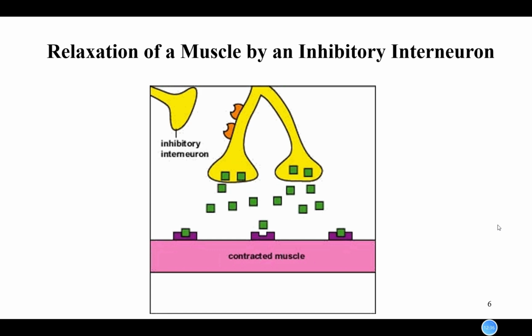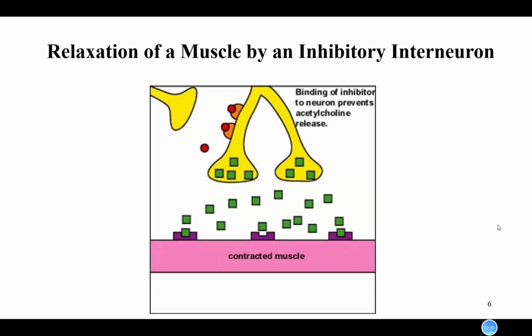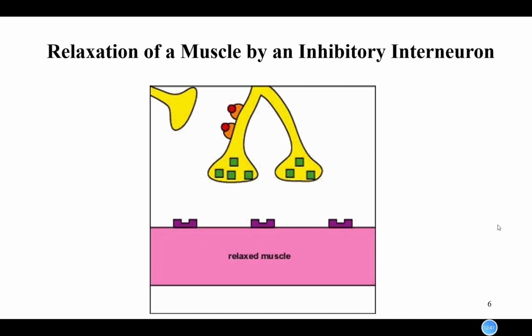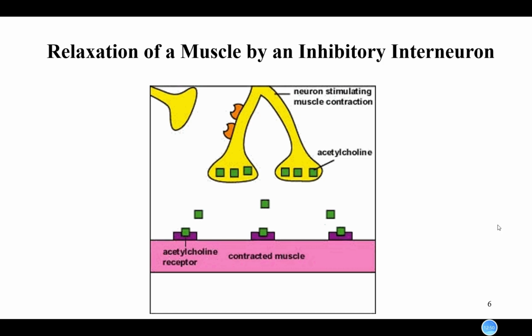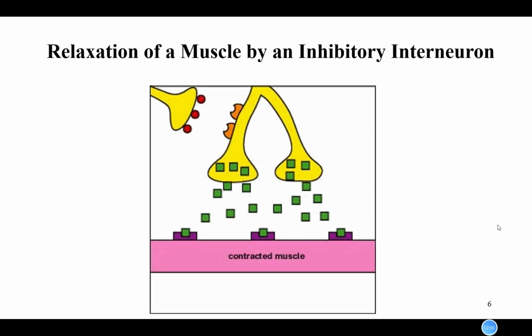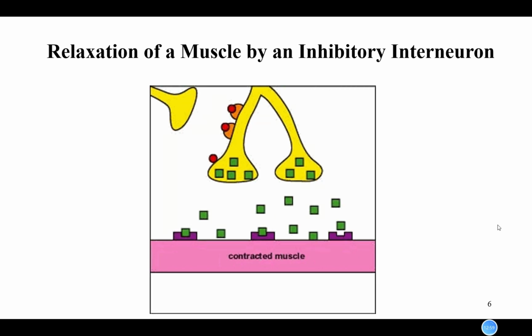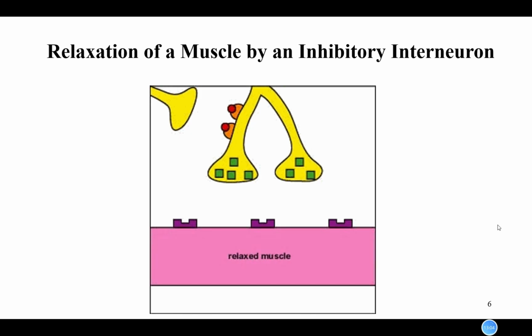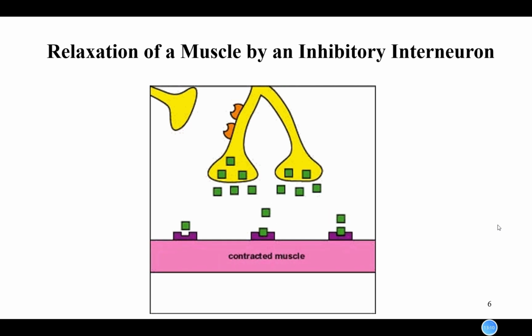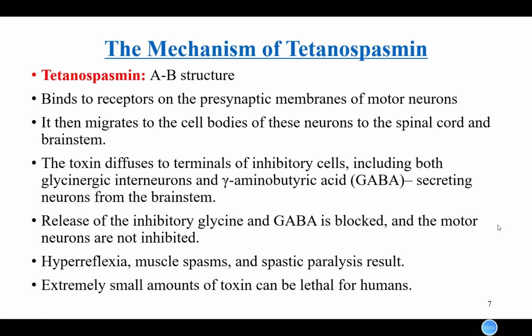So to relax the muscle cell, you need another neuron, the inhibitory neuron, to release the inhibitory transmitter, which can block the release of acetylcholine so that we can freely control our muscle to contract or relax. So that's the physiological condition. But once a patient is infected with tetani, the tetani releases the toxin. The story will be different.